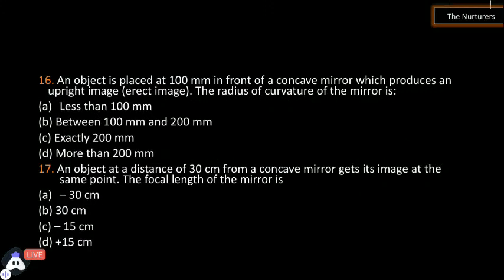Now, this is the question you need to ponder upon. An object is placed at 100 millimeter in front of a concave mirror, which produces an upright image. Upright means erect. You should know that upright also means erect. The radius of curvature of the mirror is. Think. Proper time is given to you just to think about what the question is saying and what could be the answer. Proceed. A, whether it would be less than 100 millimeter. B, between 100 and 200 millimeter. C, it's exactly 200 millimeter. Or D, it is more than 200 millimeter.